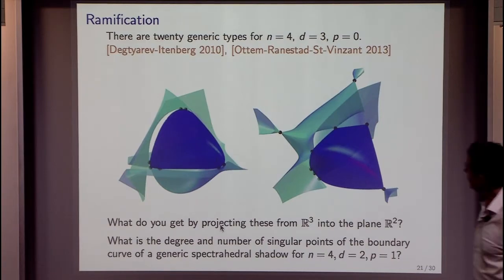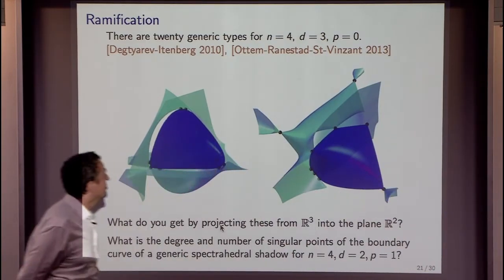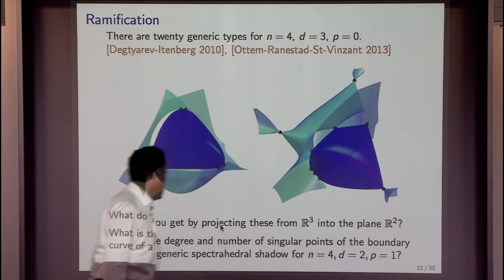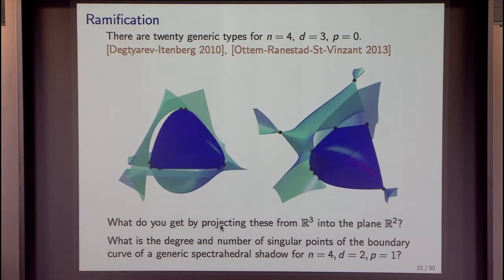For example, if n is 4, d is 3, and p is 0, the first thing we might ask is, let me take one of these blue things and project it into the plane. What do you get by projecting from R3 into R2? What is the degree and number of singularities for the boundary curve of a generic spectrahedral shadow?